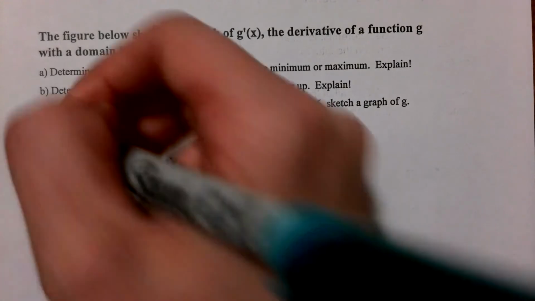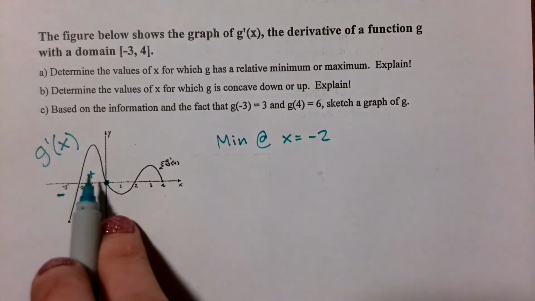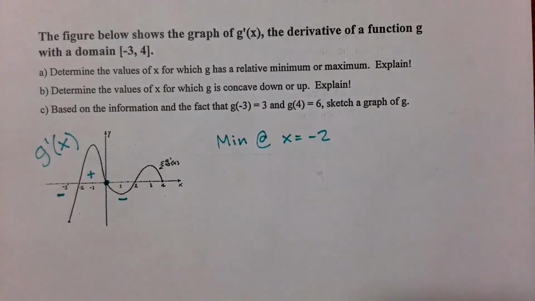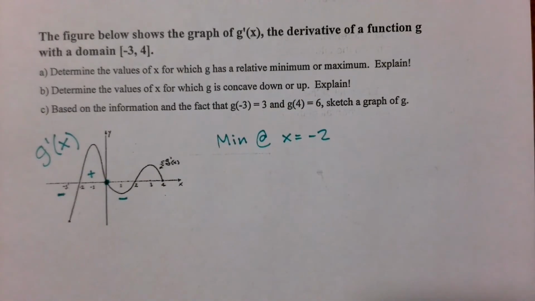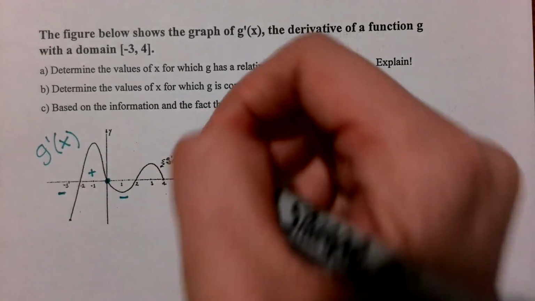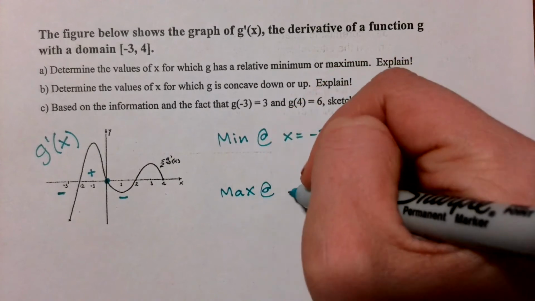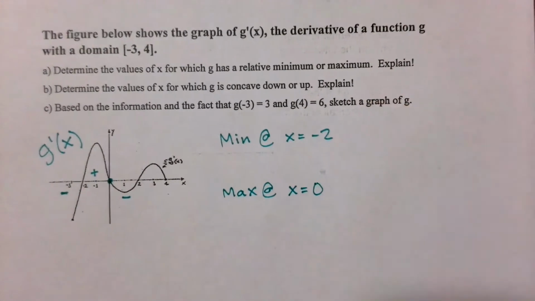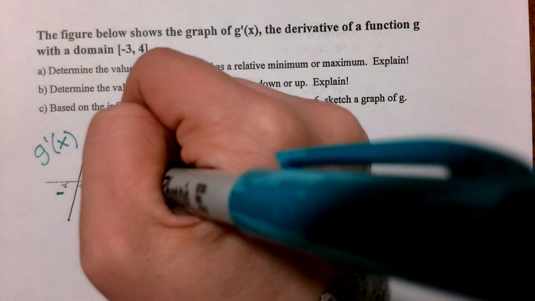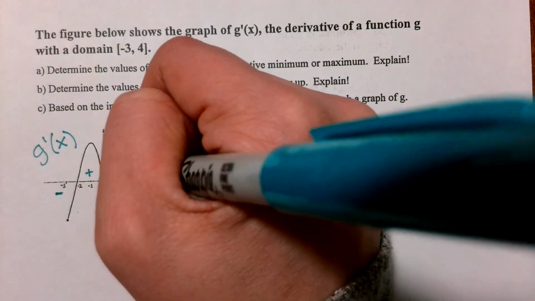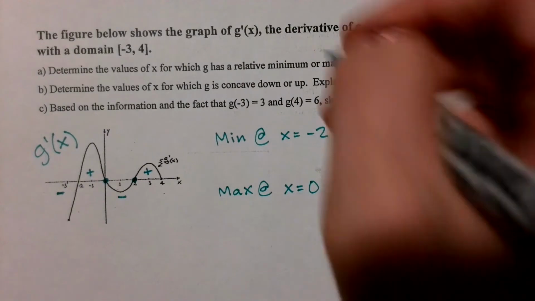For my 0 here, I go from the slope being positive, it's above, to the slope being below. So if my slope goes from positive to negative, I'll have a max at 0. And we're going to explain below, so I'm leaving a gap. And then we've got one more time that it changes. I go from negative slope to a positive slope. So we've got another min at 2.